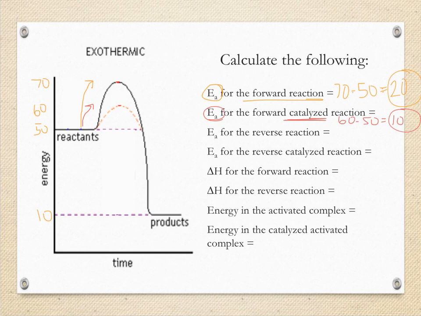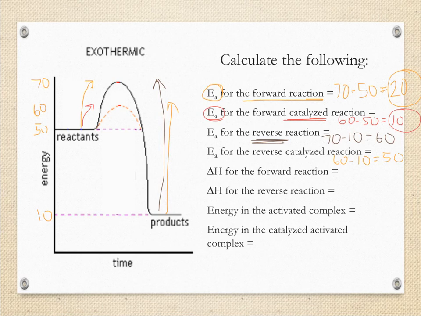Okay, activation energy for the reverse reaction. Well, in reverse, we're starting at the end and going to the highest point of the hump. So now we have 70 minus 10, which is equal to 60. And then for the reverse catalyzed, reverse means starting at the end, but now I'm only going to the top of the catalyst hump. So that's 60 minus 10, so that'll be 50.